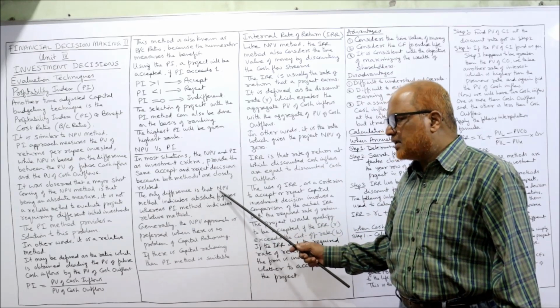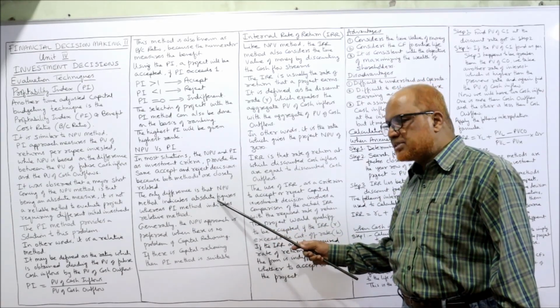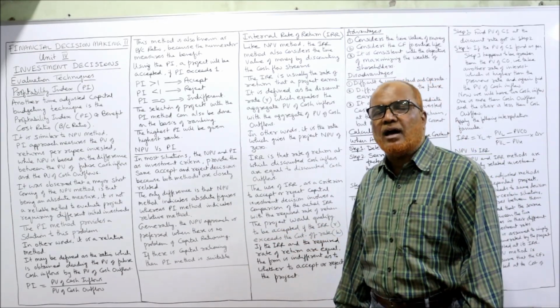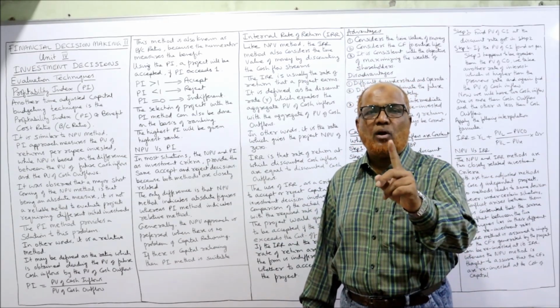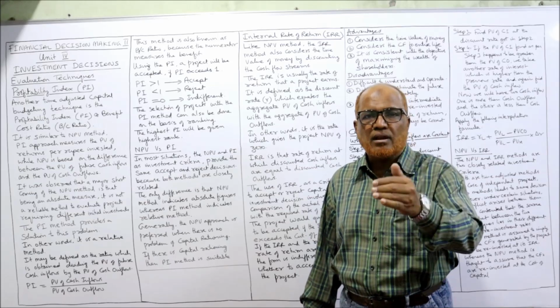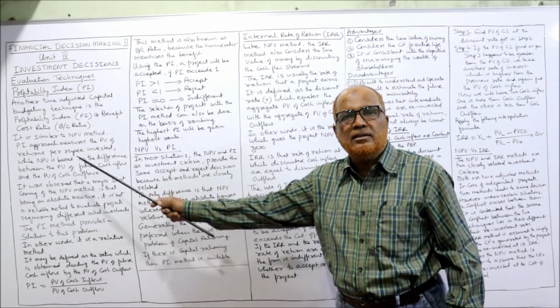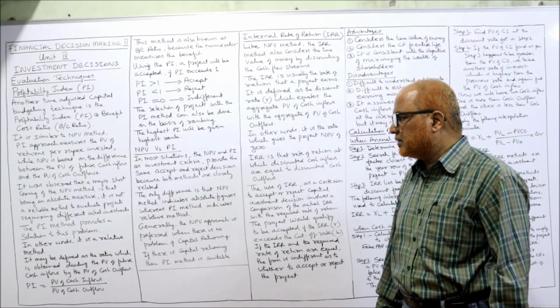The only difference is that NPV method indicates absolute figure, whereas PI method gives you a relative figure. For every 1 rupee of investment, how much return you are getting, that will be given by PI method.